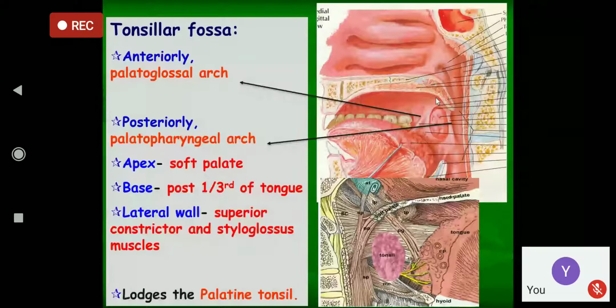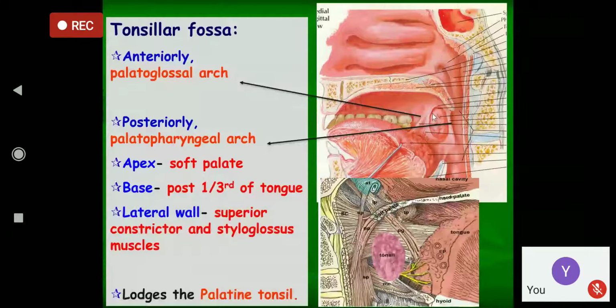Now, the anterior boundary of the tonsillar fossa. Can you see the arch? This arch is extending from the soft palate to the tongue. So this one is known as the palatoglossal arch. Now posteriorly, see the posterior one. This is going towards the pharynx, extending from the palate. So this one is known as the palatopharyngeal arch.